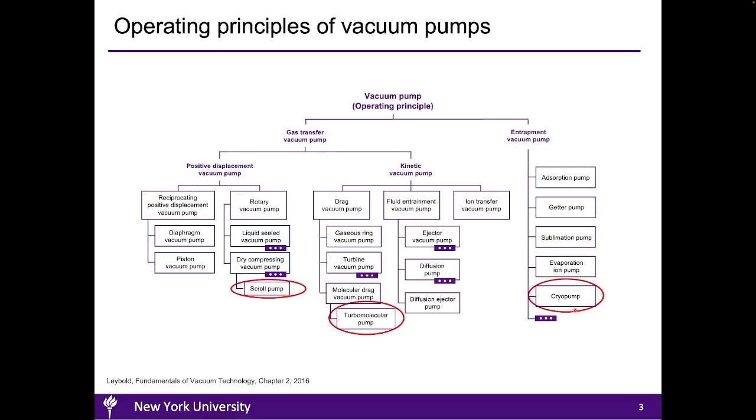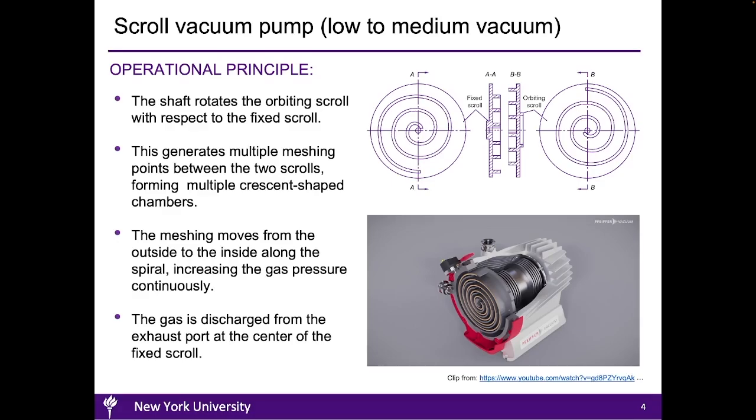The first category has two major subcategories. The first is positive displacement vacuum pumps. A prominent example of this subcategory is a scroll pump. The second subcategory is the kinetic vacuum pumps, with a prominent example being the turbomolecular pump. In the remainder of this video, we'll delve into the operating mechanism of vacuum pumps by reviewing the operation of the scroll pumps, turbomolecular pumps, and cryopumps. Let us begin with the scroll pumps.